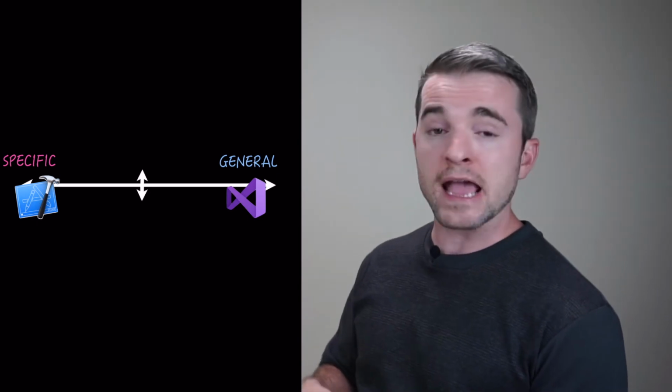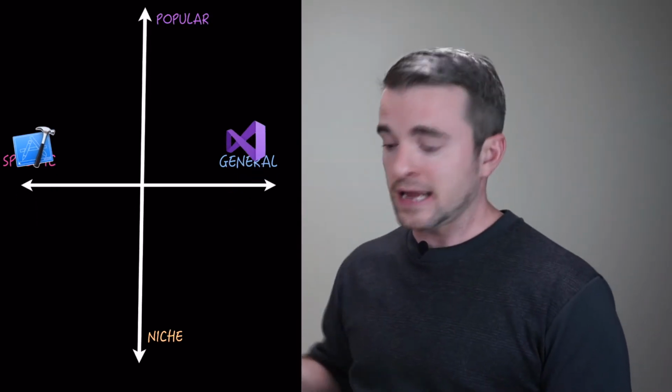And this brings me to the second factor, which is familiarity. Now, because familiarity is dependent on you and your preferences, what I've done on this chart is I've labeled the ends of my familiarity axis with popularity and niche.